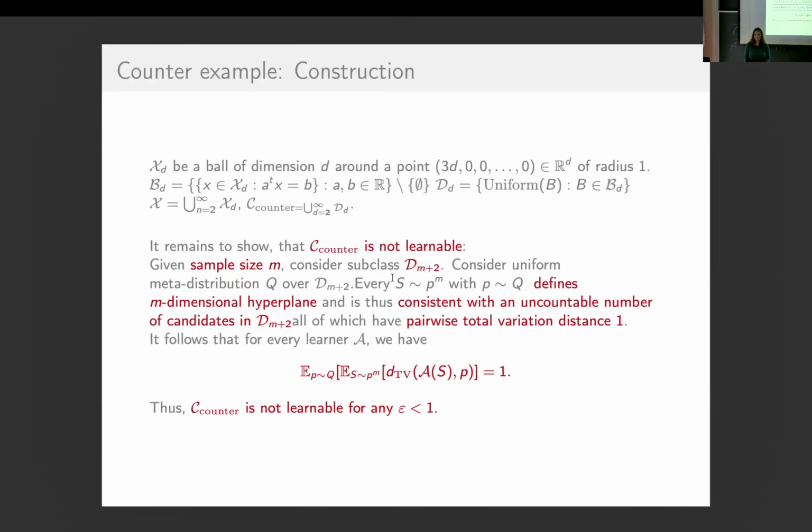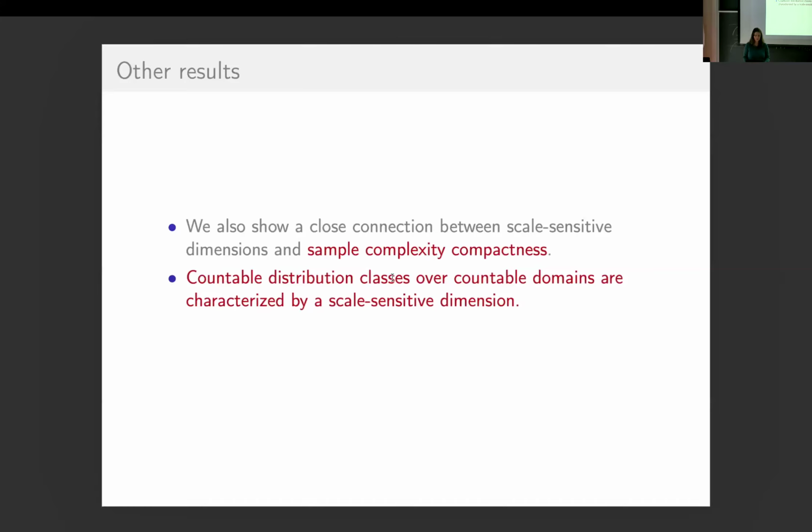And from this, our result directly follows. We also draw some nice connections between the compactness of the sample complexity and show some positive results for our notion of scale-sensitive dimension. In particular, we show that countable distribution classes over countable domains can be characterized by a scale-sensitive dimension, at least the way we define it. But the caveat here is that we defined the notion to include everything to give a negative result. So the main result of our paper is the negative result. I'm happy to talk about the positive results in the poster session. I don't think I have time for it. Thank you.